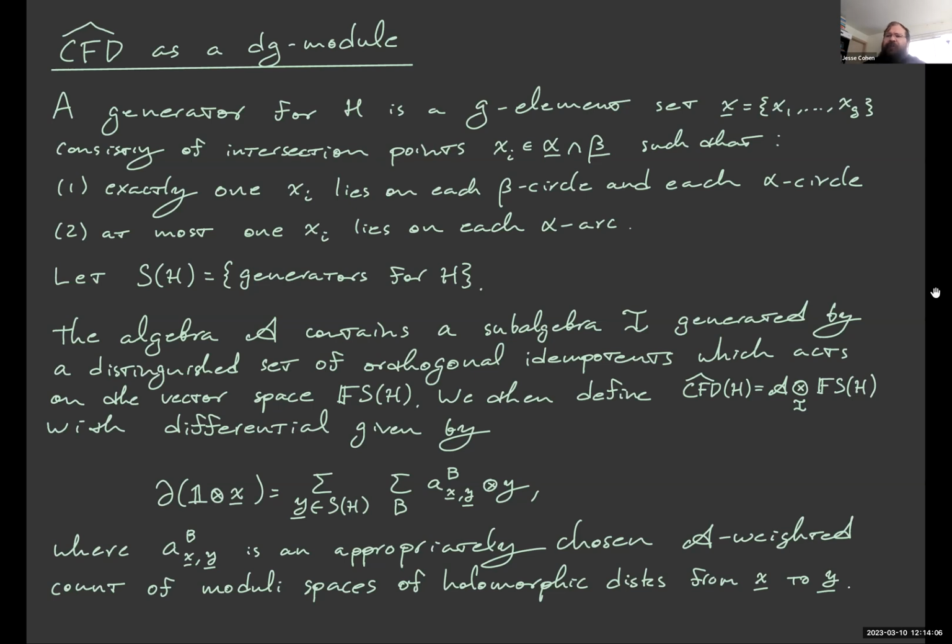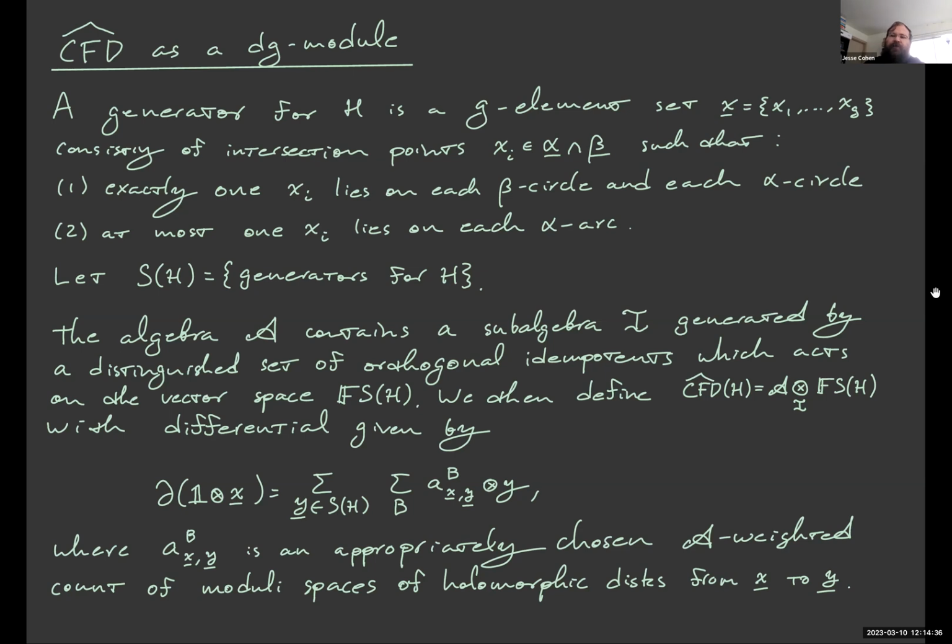So to actually construct CFD hat, one looks at what are called generators for our Heegaard diagrams. If H is a Heegaard diagram, a generator is a g-element subset of intersection points between these collections of curves, satisfying two properties. Exactly one of these points lies on each beta circle and each alpha circle, and at most one lies on each alpha arc.